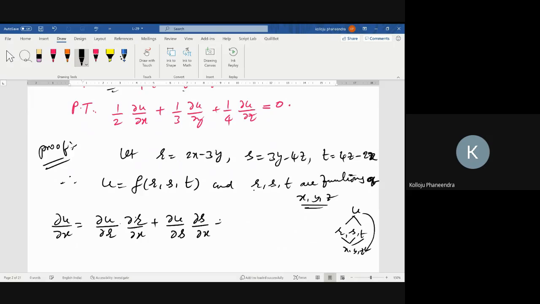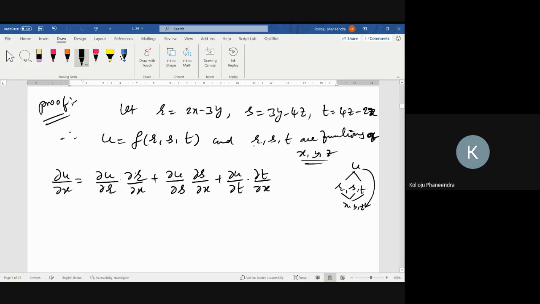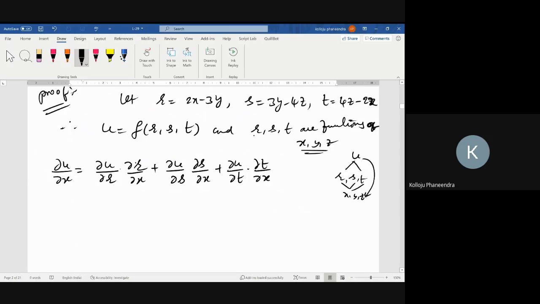U is a function of r, s, t, and we differentiate with respect to x. This is the first one. Change of variables rule, total differential formula. So this is equal to first ∂u/∂r, as usual. And ∂r/∂x is what? It is 2. Plus ∂u/∂s.